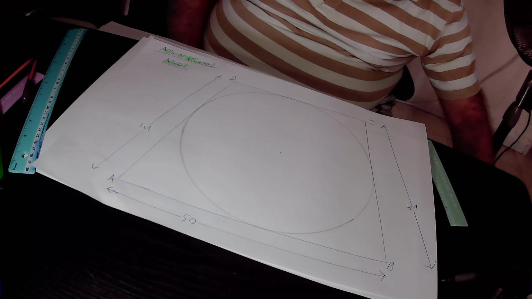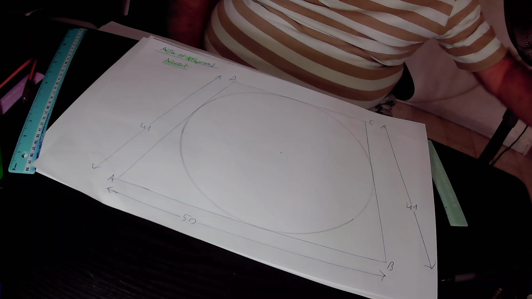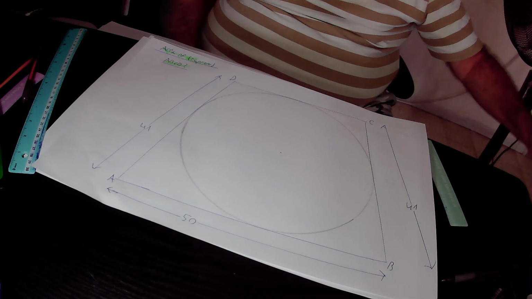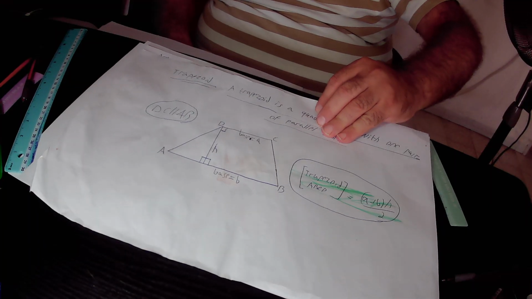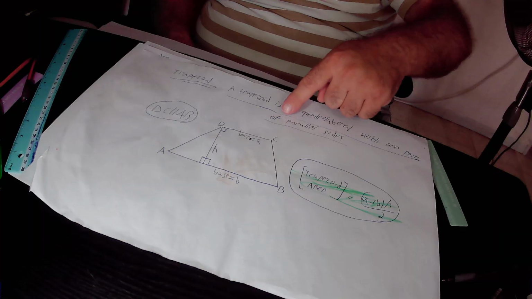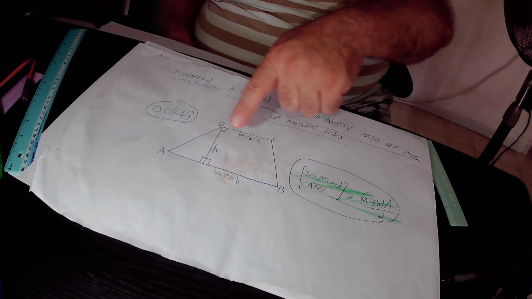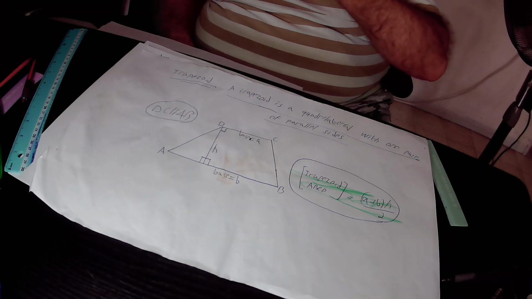So, first of all, what is a trapezoid? A trapezoid is a quadrilateral with one pair of parallel sides. This is quadrilateral ABCD. In quadrilateral ABCD, side DC is parallel to side AB, and therefore quadrilateral ABCD is defined as a trapezoid.